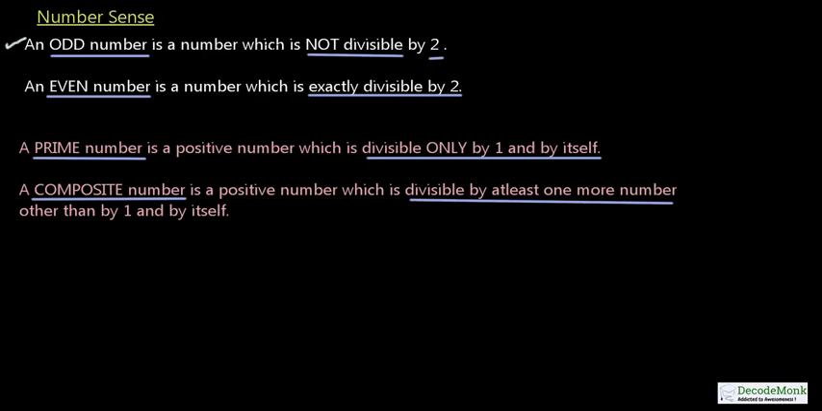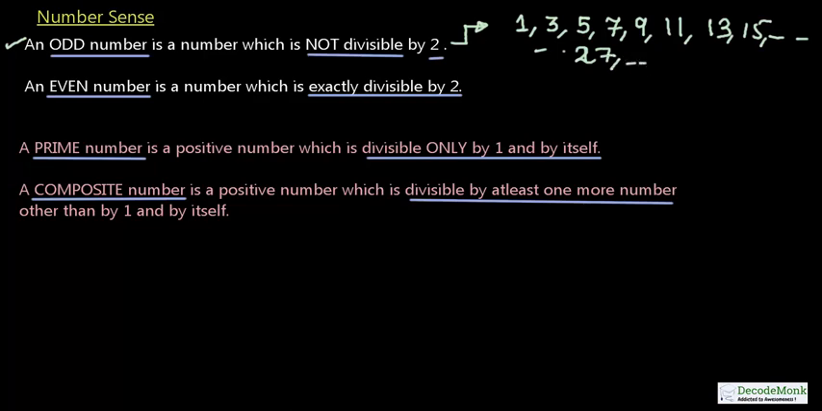an odd number is a number which is not divisible by 2. So the numbers which are not divisible by 2 are odd numbers. For example, numbers like 1, this is not divisible by 2. Numbers like 3, 5, 7, 9, 11, 13, 15, say 27, say 39 and so on. So these numbers you can see are not divisible by 2. These are odd numbers.